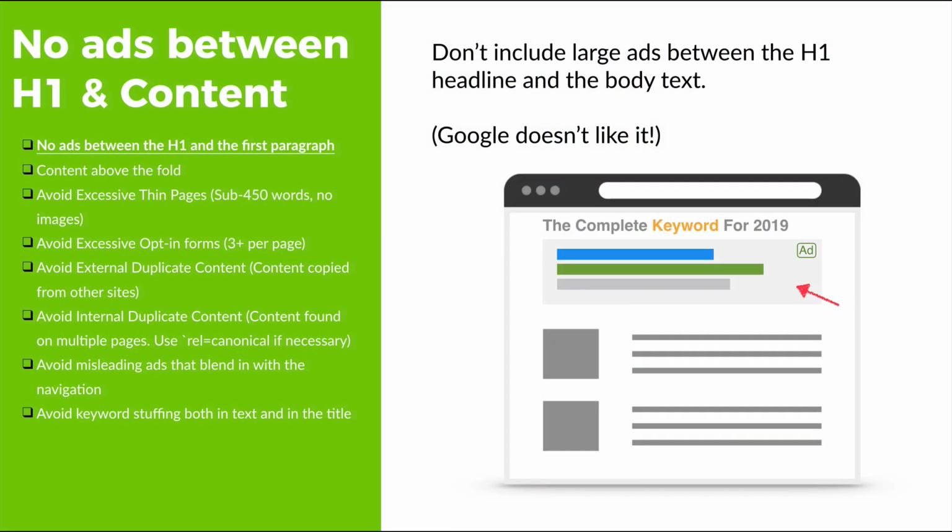Because a lot of times people will go too far, or they're going to do a few things. They won't know why they're getting penalized. Here's a checklist to make sure that you're not running into issues with Google. So one, this is a big no-no that Google just doesn't like: don't include large ads between the H1 headline and the body text. Google just doesn't like this. They've declared it. We've seen it in action. Sometimes it's just misleading. It's a misleading ad.